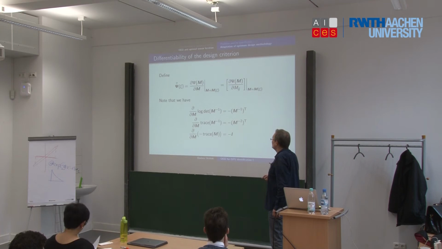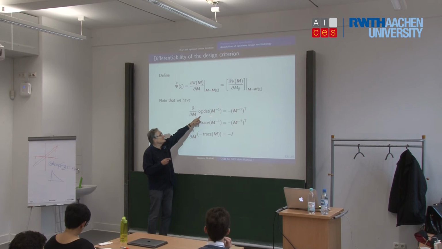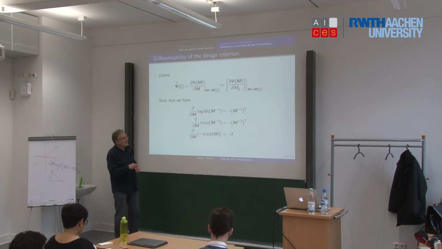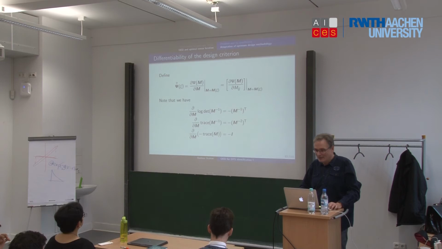This is not that hard. For example, for the D-optimality criterion, you can compute this matrix of derivatives, and this is just the negative inverse of the information matrix transposed. The information matrix is symmetric, so this transposition is, in fact, not needed here. For the A-optimality criterion, this derivative is also very easy to compute. So one of the reasons for the whole approach is that the related derivatives can be very easily computed.